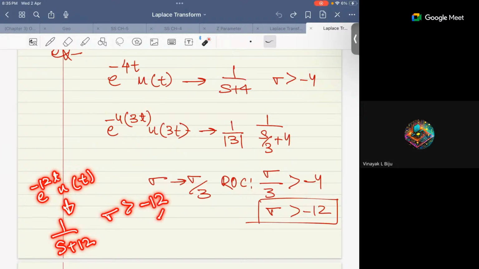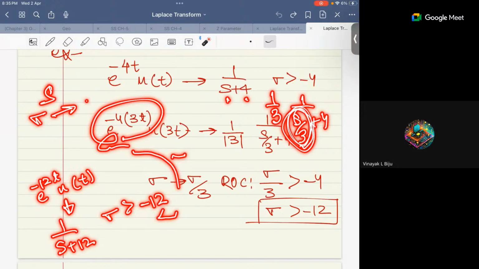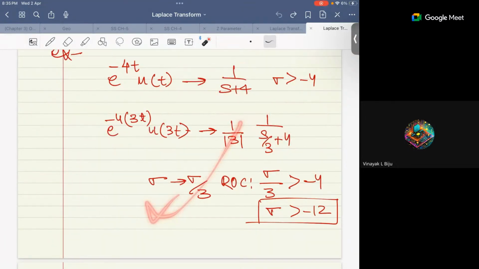Correct? If you use the property, let's for example, here we are using the property, right? From the properties, what will happen? Here, 1 upon s, so 1 upon s over 3 plus 4, and 1 upon 3. So for the region of convergence, sigma gets replaced with sigma upon 3, and sigma by 3 greater than minus 4. That means sigma greater than minus 12. We are getting the same value if you use the property or go with the basic approach.